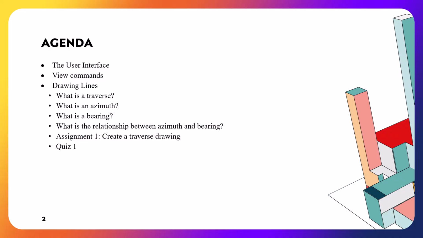I'm going to go through the user interface, a little bit about view commands, then drawing lines. I want you to learn a couple of new terms. What's a traverse? What's an azimuth? What is a bearing? What's the relationship between the azimuth and the bearing? And then the first assignment, which is about creating a traverse drawing, and our first quiz. This is for the civil engineering class here at Santa Clara University.